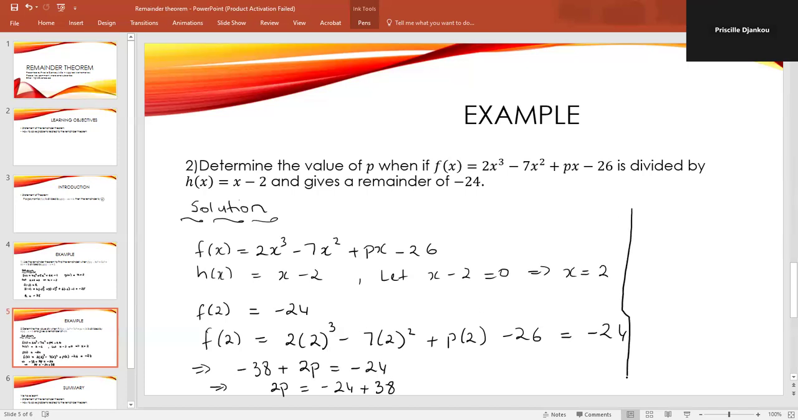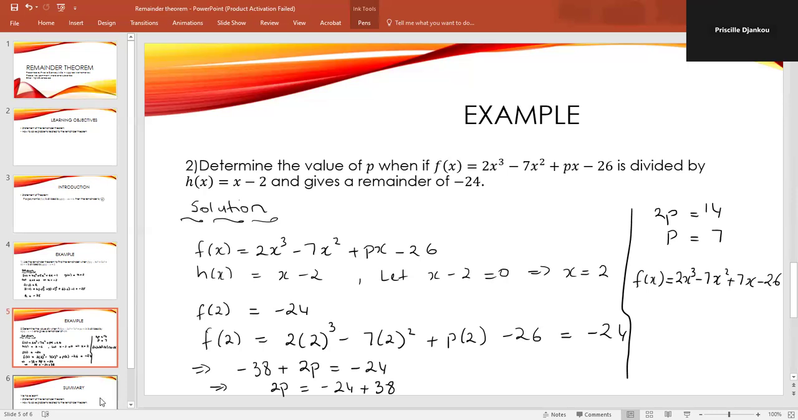Therefore, 2p equals 14. Okay? P, we divide both sides by 2, our p equals 7. So we substitute, and our function therefore is f of x equals 2x cubed minus 7x squared plus 7x minus 26. This is our function. That is how we use the remainder theorem to solve this type of question. This leads us to the end of our discussion.